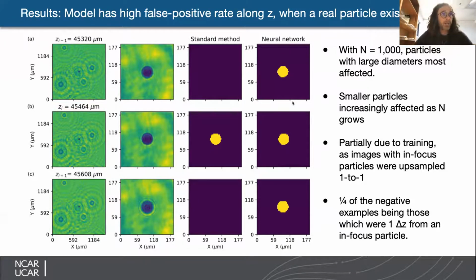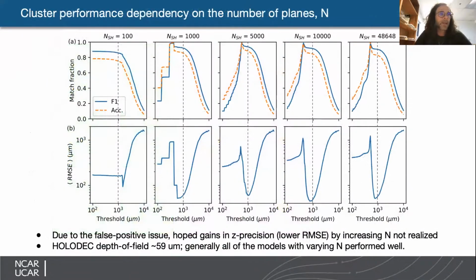Part of the reason why this is happening is because of the way that I chose to upsample out of focus particles to in focus particles when I was training this neural net to begin with. And if you recall, of the negative examples, the tiles that didn't have a particle in focus, I basically said, give me a quarter that were one Z plane away, like these examples, and then the other quarter not. But that was probably not an ideal choice. So it's a naive choice to upsample 1-to-1. It is giving us performance, but there's improvement to be had there, okay?